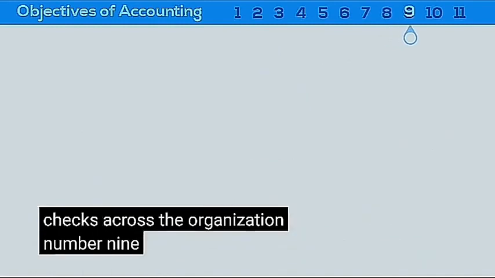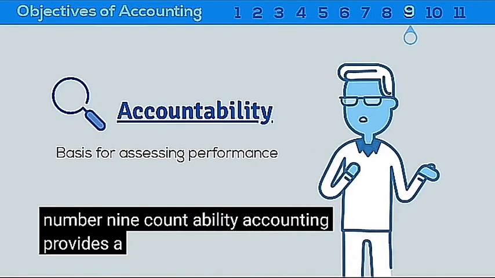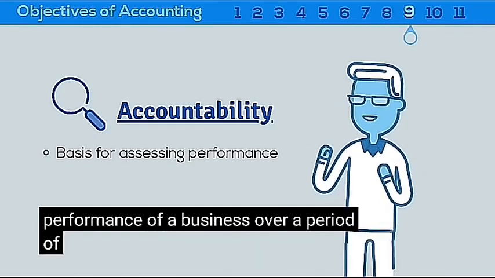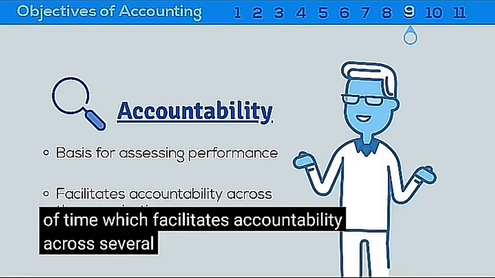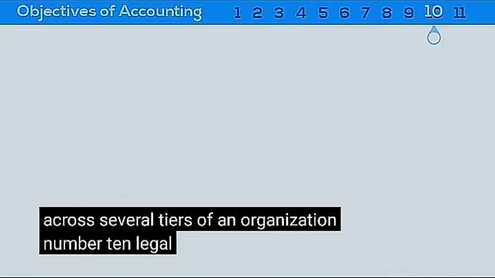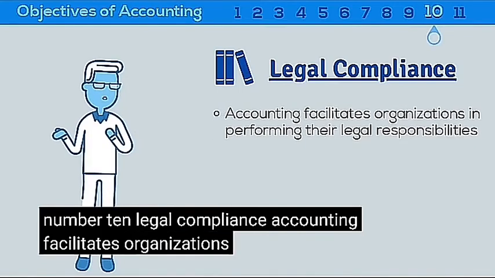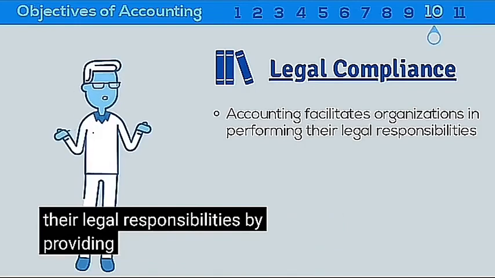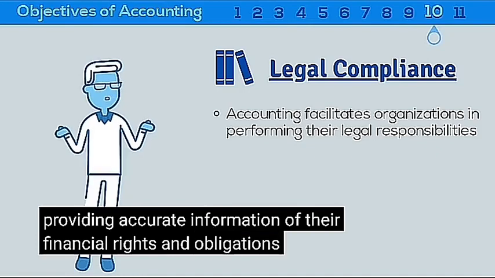Number 9, accountability. Accounting provides a basis for assessing the performance of a business over a period of time, which facilitates accountability across several tiers of an organization. Number 10, legal compliance. Accounting facilitates organizations in performing their legal responsibilities by providing accurate information of their financial rights and obligations.